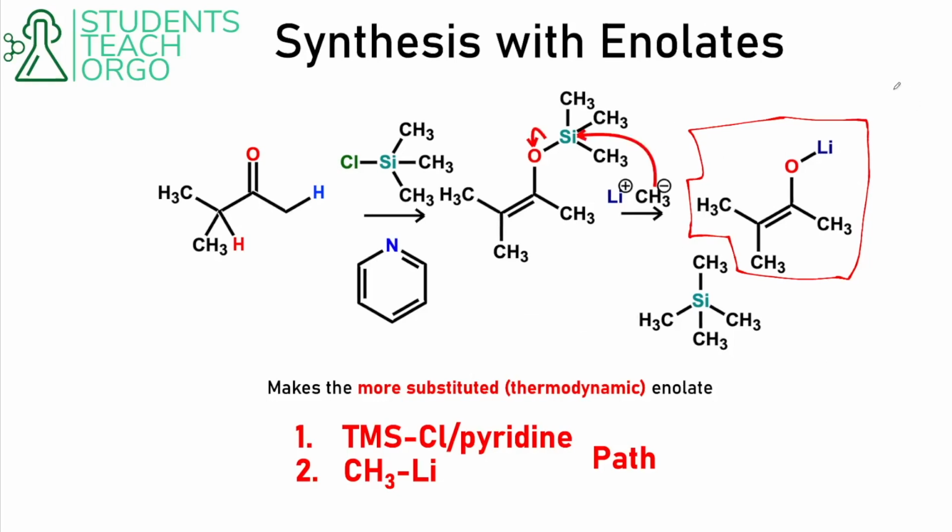That's what the arrows would look like. Remember that lithium is a metal, so it doesn't want a lot of the electrons, so you can think about this as this methyl group here has a lot of negative character to it, and so if it attacks the silicon atom, we can make this.